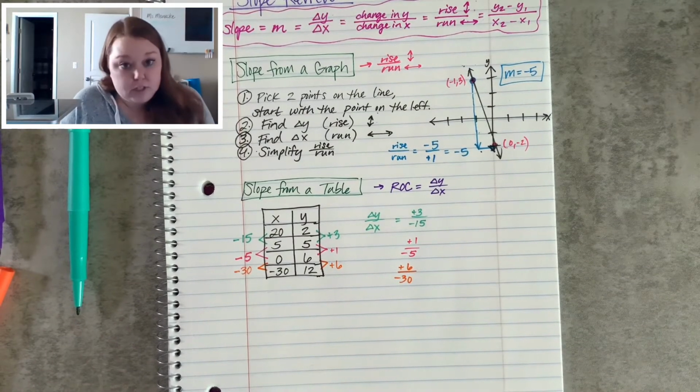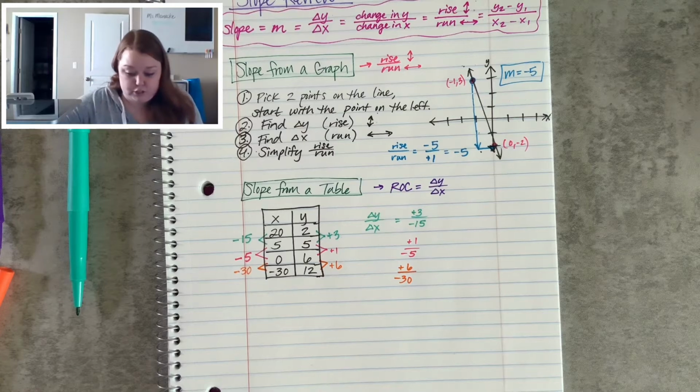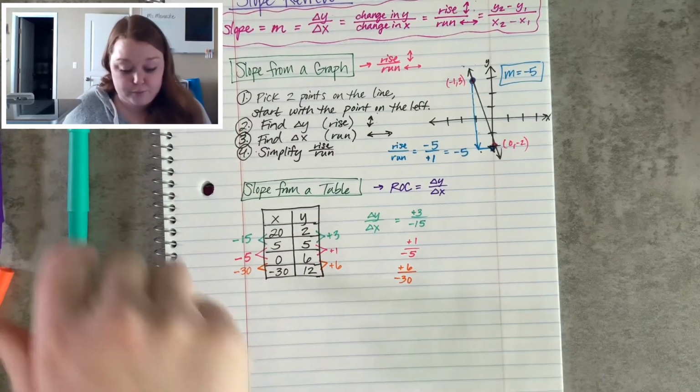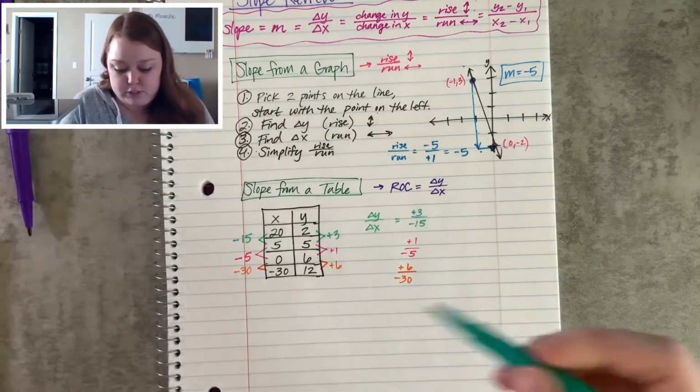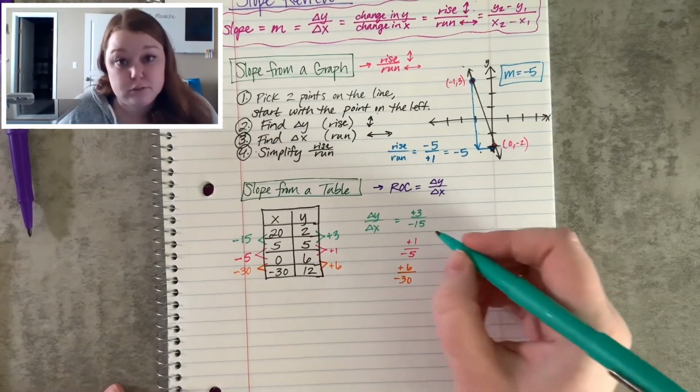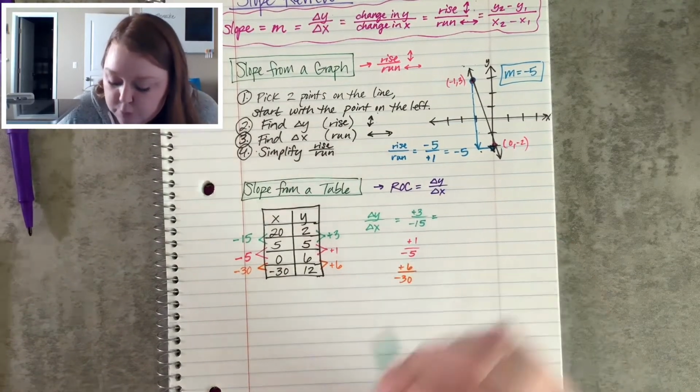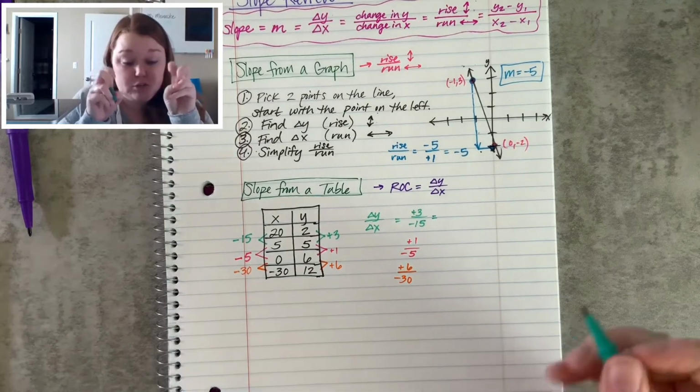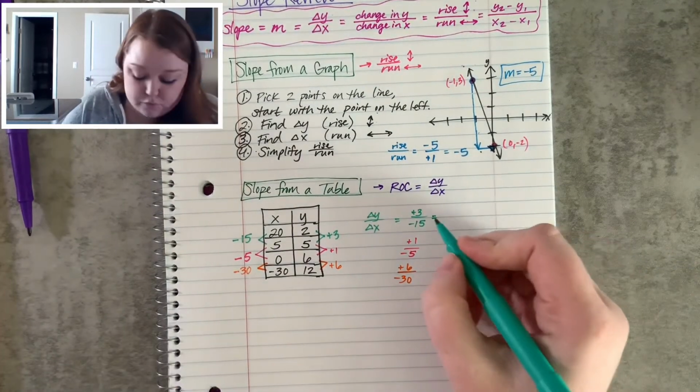So we found all of our changes in y over changes in x. Now we need to simplify though, okay? And that's what some of us are forgetting to do or struggling to do, to be honest. So simplifying fractions, if you type that into YouTube, you might want to check out those videos.